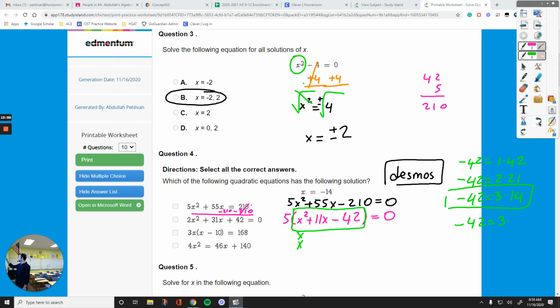Let me just write this more organized. Okay, so it's either one of these two, okay? So out of the two, which one of these pairs should I add to end up with a positive 11? So if I do, let's do it over here. If I work on this and do 3 plus negative 14, it's negative 11.